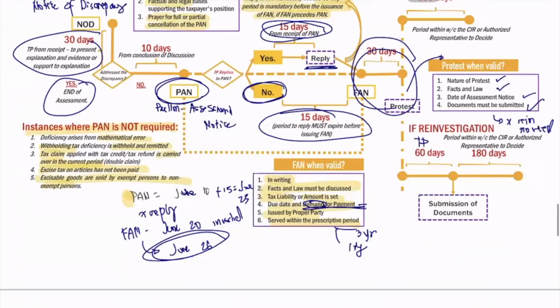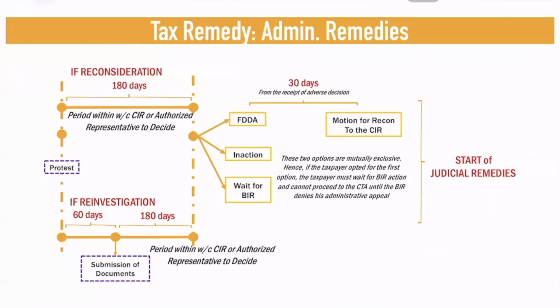Okay, so there's a protest, either reconsideration or reinvestigation. What will happen? The BIR now either issues final demand on disputed assessment, FDDA, or the BIR did not act. Ano yung inaction, sir? Di ba 180 days kasi. Kung wala pa rin siyang decision, ang tawag natin doon ay inaction. Or kung masyado kang pasensyoso, pwede mo ring antayin si BIR.